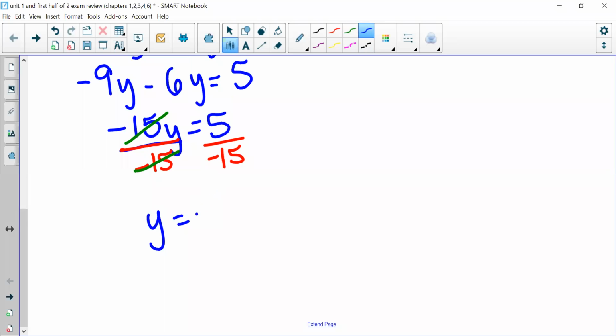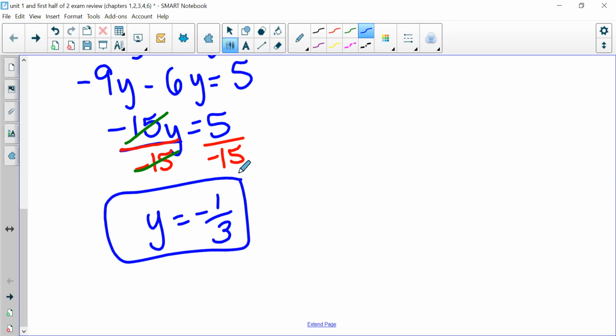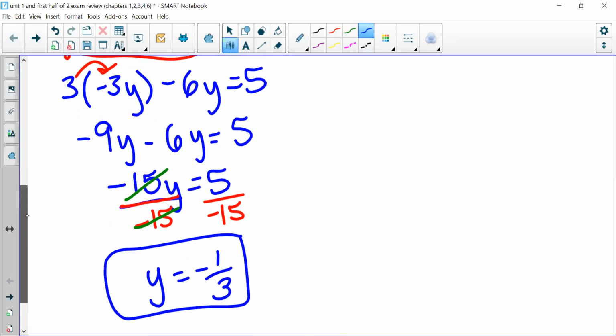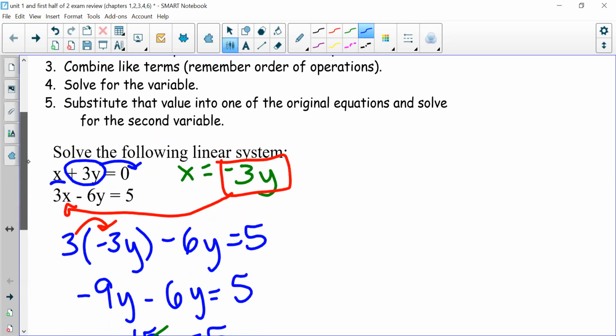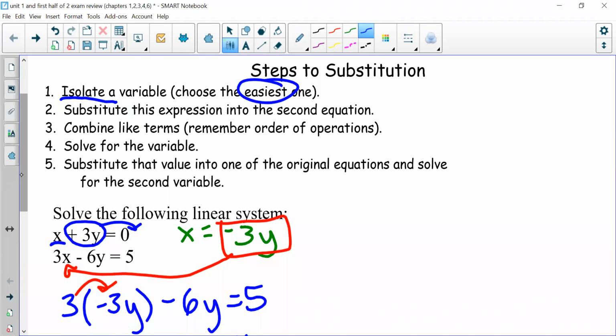Negative 0.33 continuing. It is a fraction. And remember, that is a possibility. Points of intersection don't always have to be whole number points. So y is negative 1/3. What am I doing with that negative 1/3? You're putting it in for y.